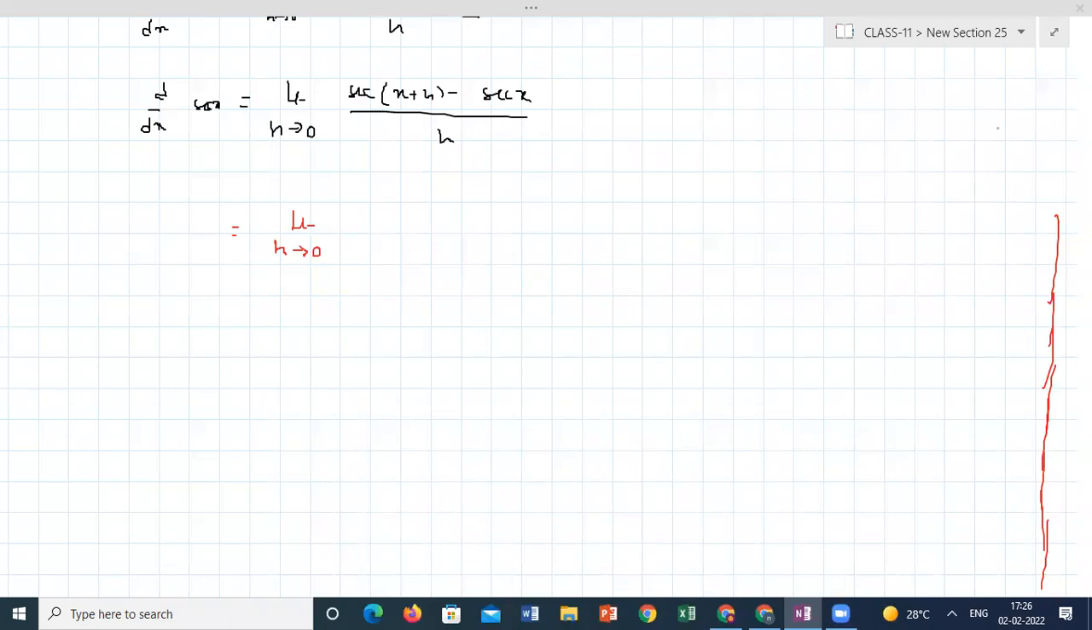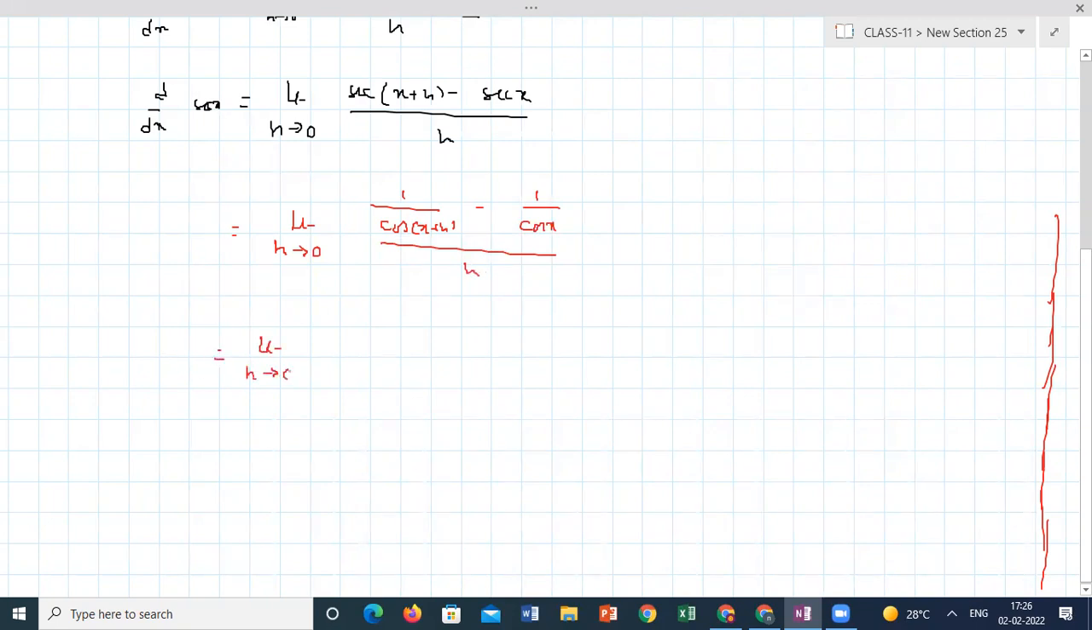Yeah, Nitish gave one of the easiest methods, because we are going to use limit of 1 by cos of x plus h minus 1 by cos x, divided by h. If I'm taking LCM, I will get limit h tends to 0 of cos x minus cos of x plus h, divided by h into cos of x plus h into cos x. So here we have to use the cos c minus cos d formula.